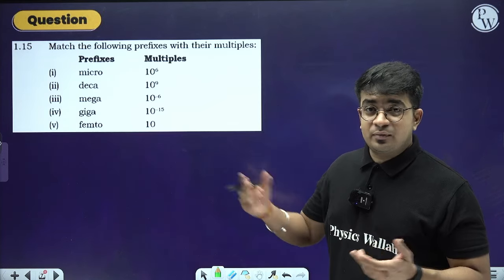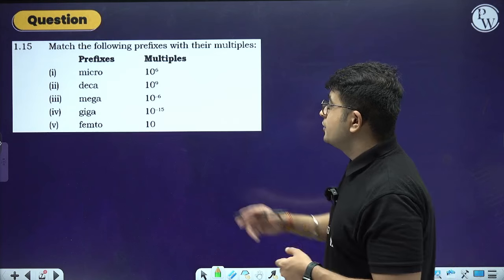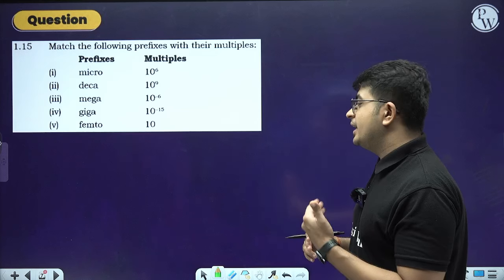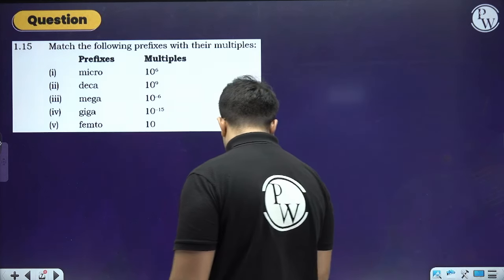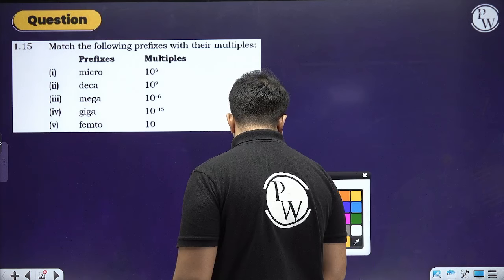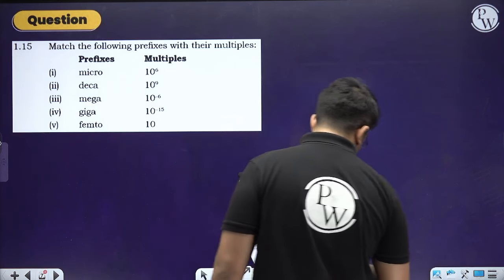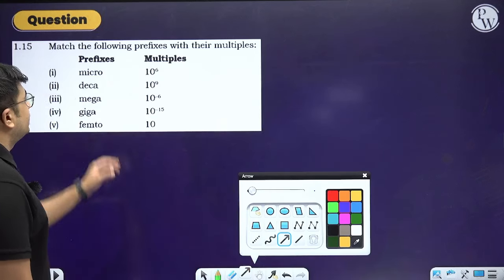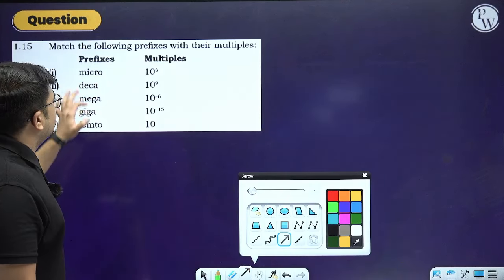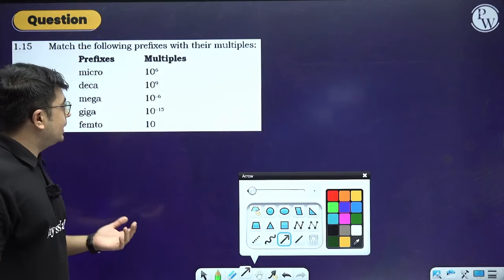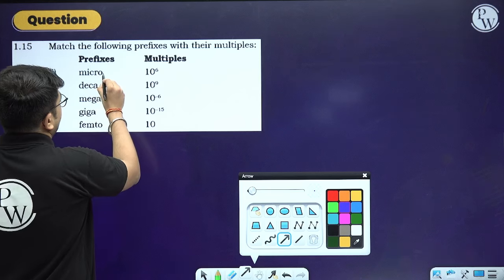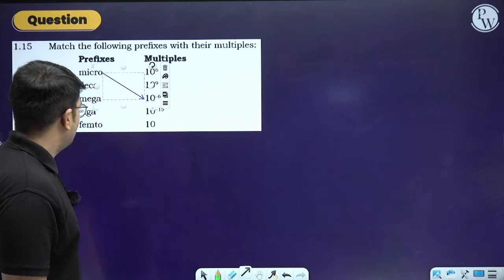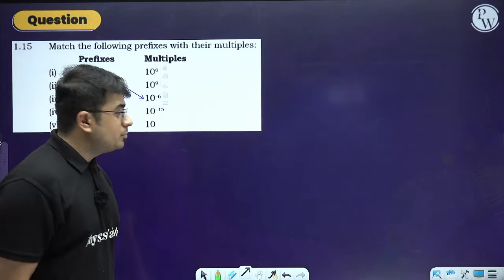So the same type of conversion is required. First part is micro, then we have deca, then mega, giga and femto. So let's try to decode this particular part. First part is micro. We already know that micro is 10 raised to the power minus 6, which is represented by mu in this case.